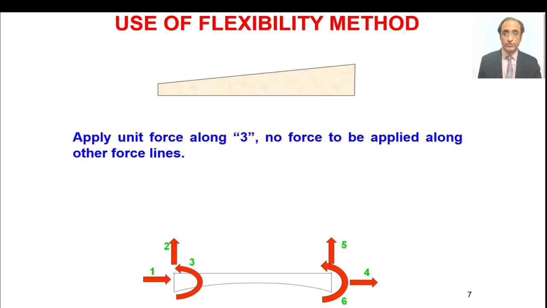So here to begin, we apply a unit force along the degree of freedom 3, which is also the line of action of the force 3, and we do it such that there is no force acting along any other degree of freedom or lines of action of the designated forces. How do we do this? We have to first create a basic structure which is stable. So that's why we first of all create here the minimum restraints.